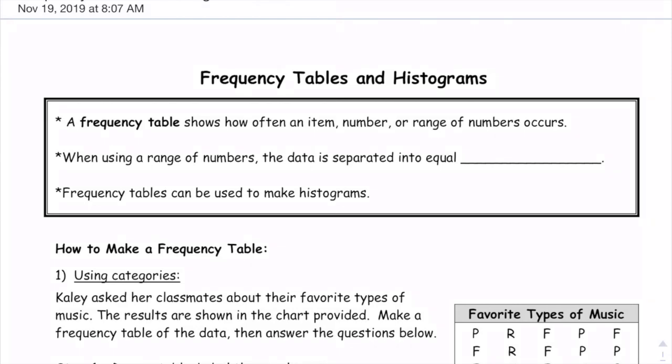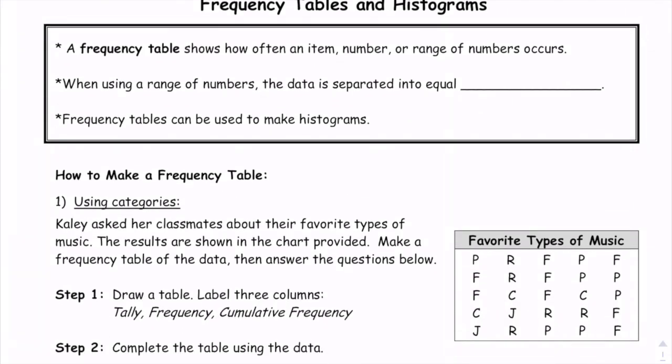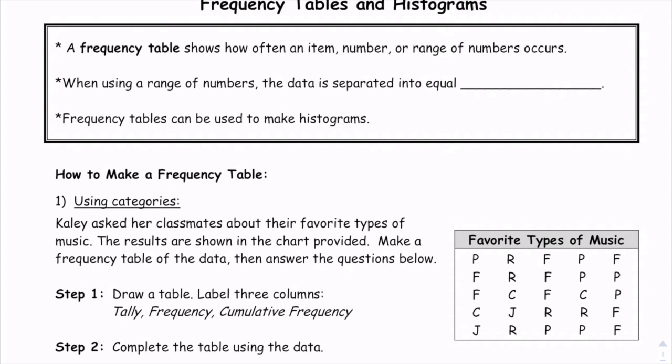Today we're going to talk about frequency tables and histograms. So a frequency table shows how often an item, number, or range of numbers occurs. When using a range of numbers, the data is separated into equal intervals. Frequency tables can be used to make histograms.